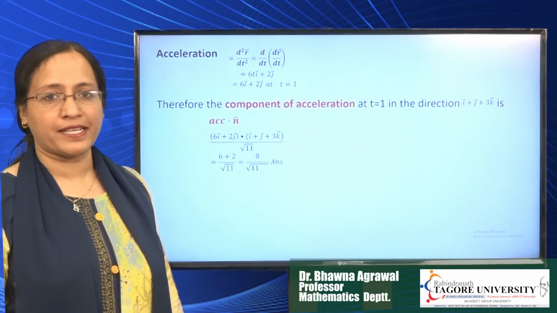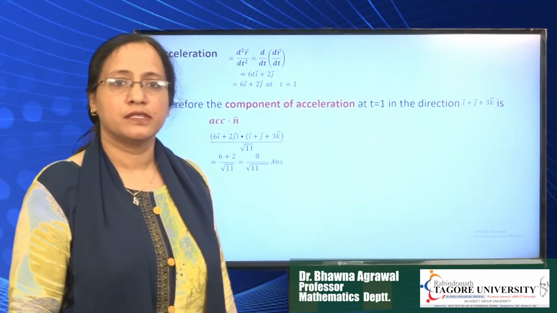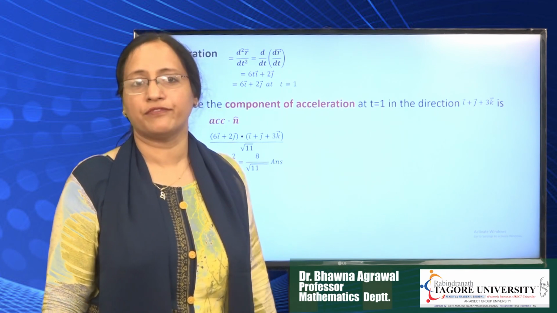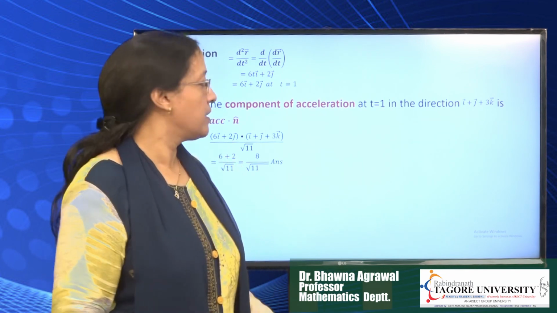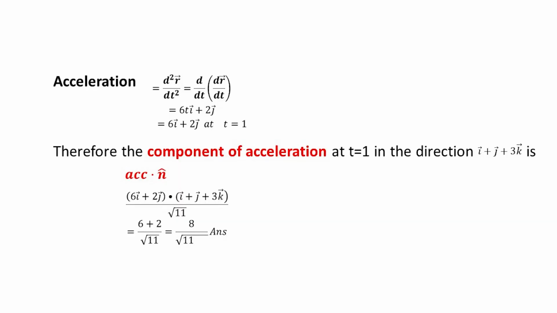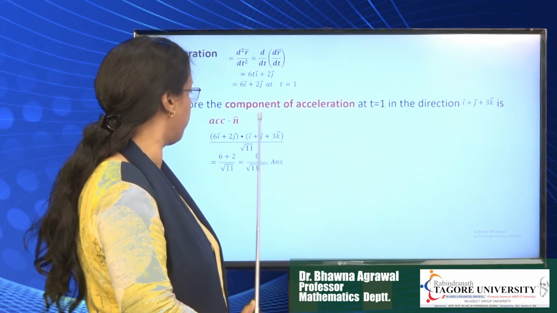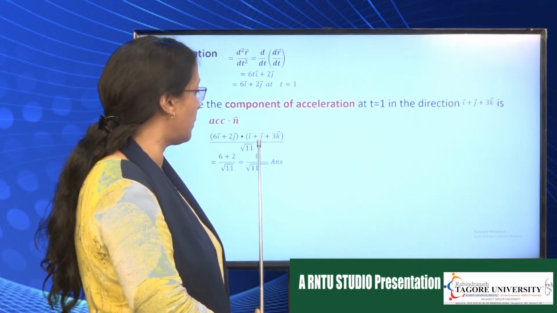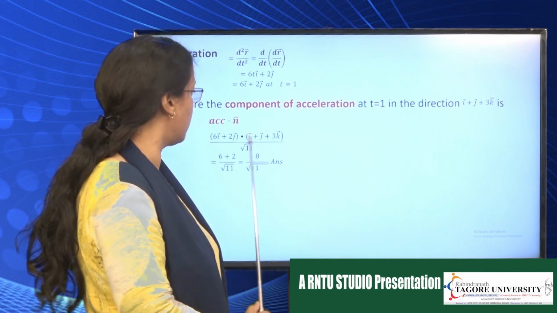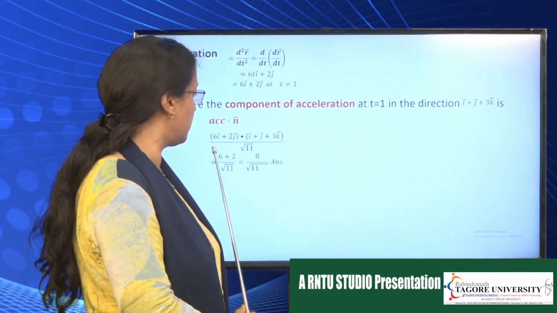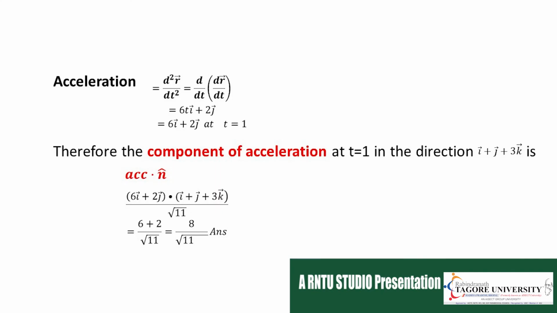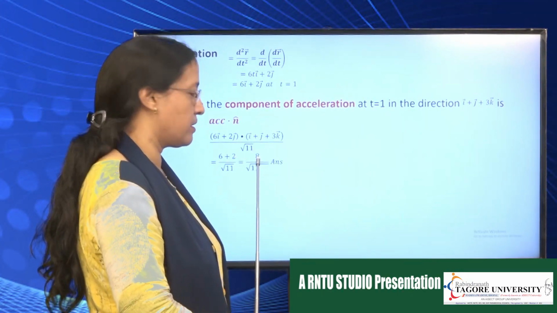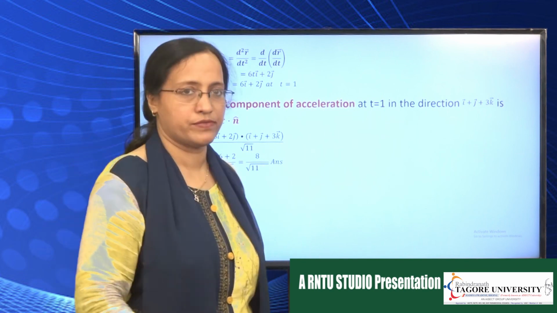For finding the component of acceleration, it is acceleration dot n cap, the same as for finding the component of velocity, which was velocity dot n cap. Here the component of acceleration at t is equal to 1 in the direction i plus j plus 3k is acceleration dot n cap. The value of acceleration is 6i plus 2j, dot the value of n cap. Previously we have already seen how to find the value of n cap. n cap is here. Now on solving this we get this one. i dot i is 1, that's why it is 6. j dot j is 1, so 2. It gives a result of 8 upon root over 11. This was the final result.